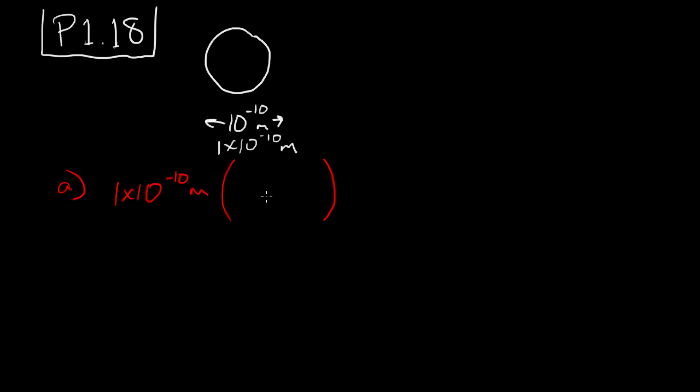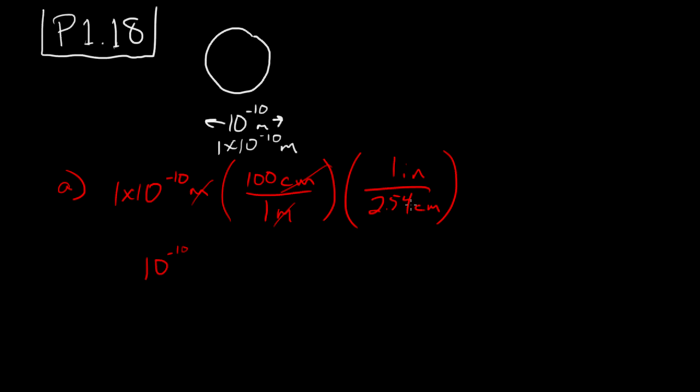I don't know off the top of my head the conversion from meters to inches, but what I do know is 1 meter is 100 centimeters. Okay, so that gets me part of the way there, because I do know the conversion from centimeters to inches. It's 2.54 centimeters in every 1 inch. You can look these up at the front of your book if you don't know them. Okay, so this is 10 to the minus 10. The meters here cancel, the centimeters here cancel, and we're left with just something in inches.